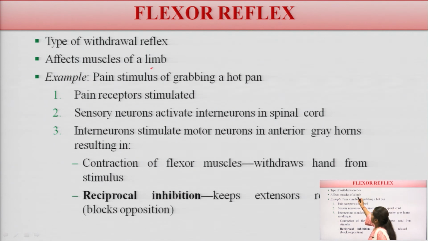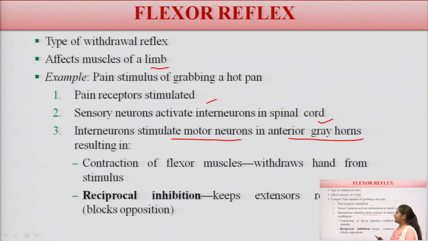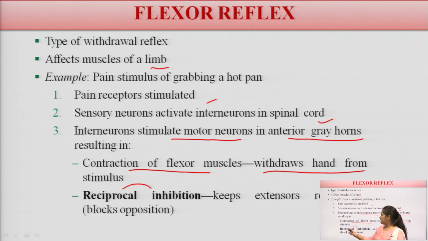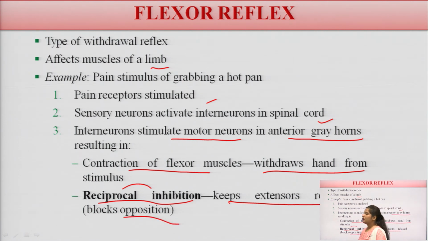They affect the muscles of the limb. For example, a pain stimulus of grabbing a hot pan: the pain receptor is stimulated, the sensory neuron is activated, the interneuron in the spinal cord is stimulated, and motor neurons in the anterior gray horn are stimulated, resulting in contraction of the flexors with withdrawal of the hand from the stimulus. That is reciprocal inhibition, meaning keep the extensor relaxed, blocking the opposing action.